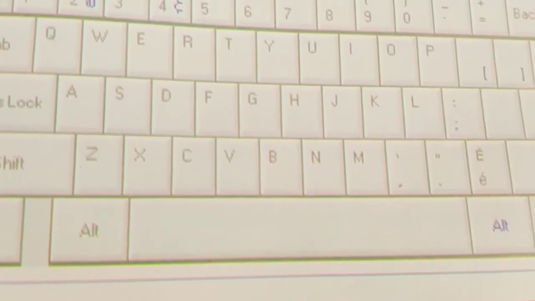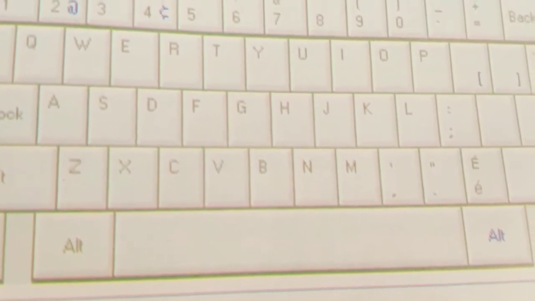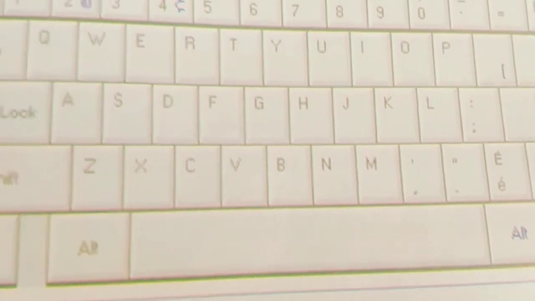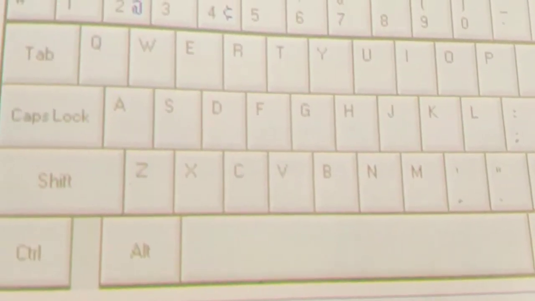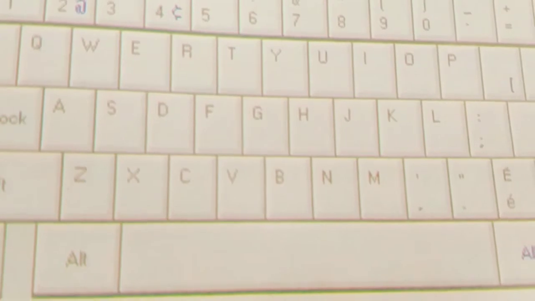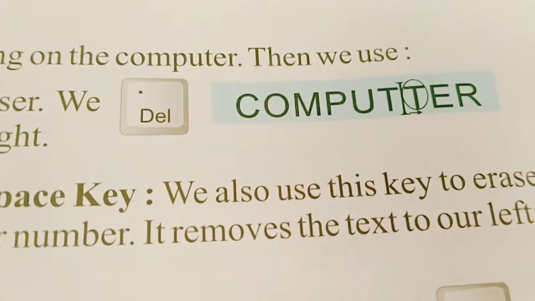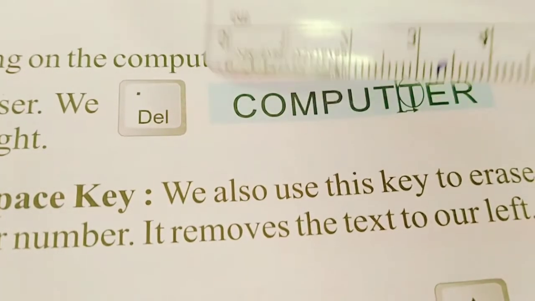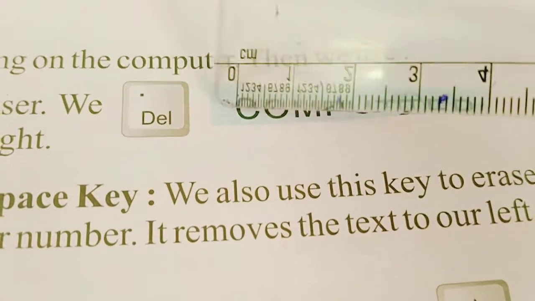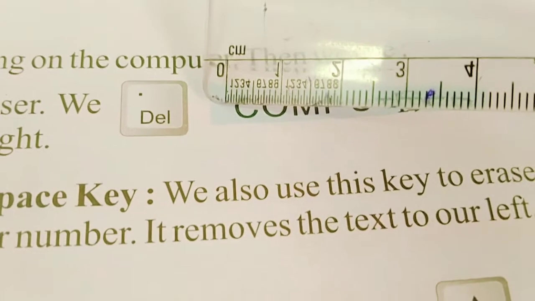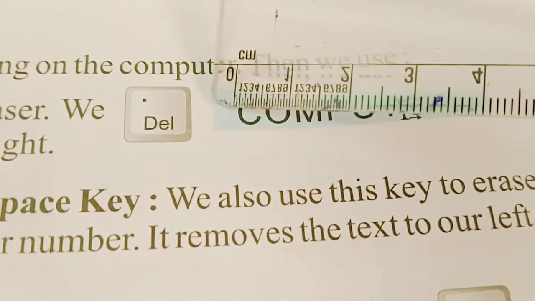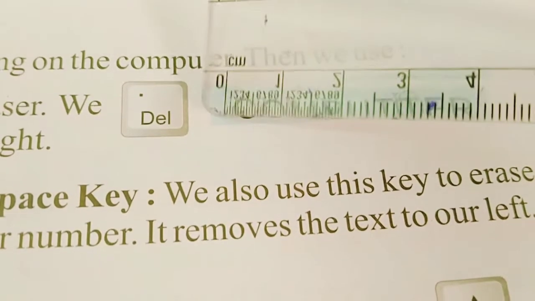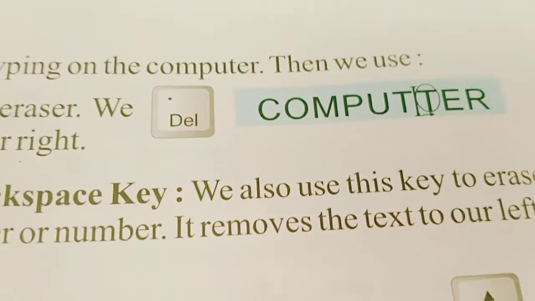Now students, you have to color the alphabet keys that are a part of your full name on the keyboard. So you have to color only the alphabet keys here. This is the delete key. This key works like an eraser. We use it to remove a letter or number to our right.